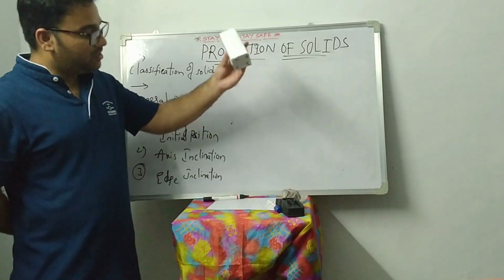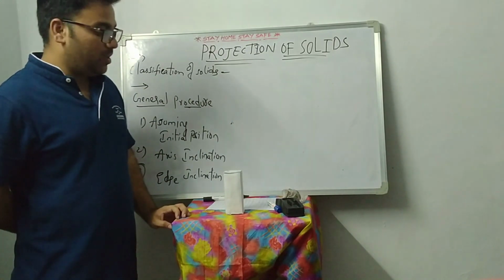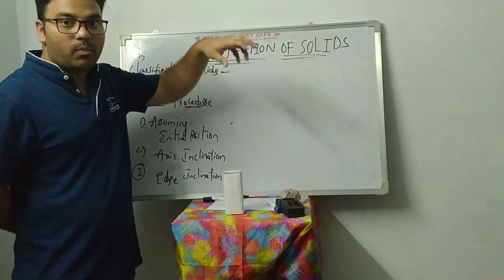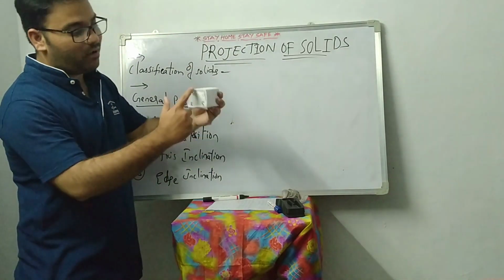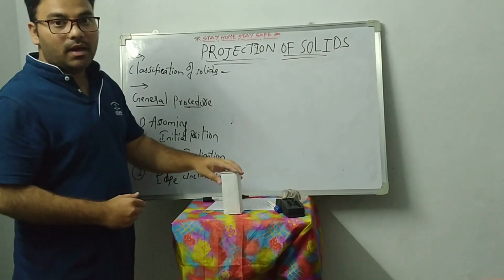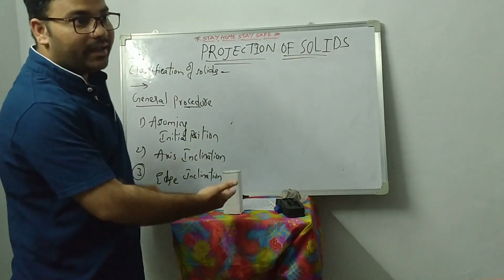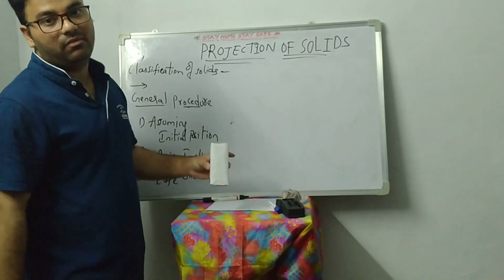Now this solid is standing on the HP. Then I can see the true shape of the base in the top view. In the top view, I can see a square. Similarly, in the front view, I can see the rectangle face.